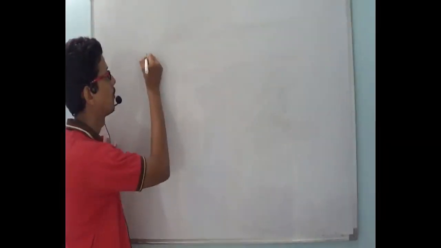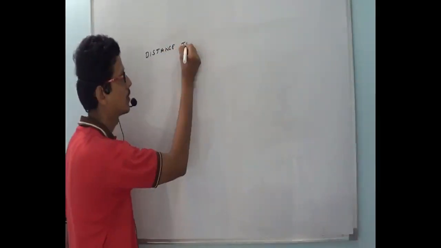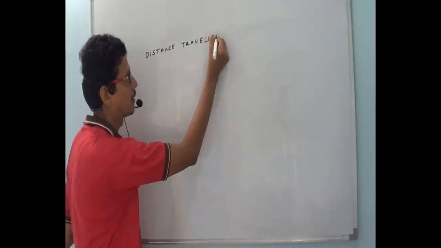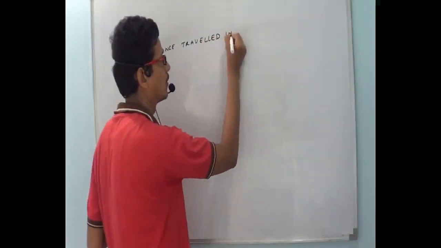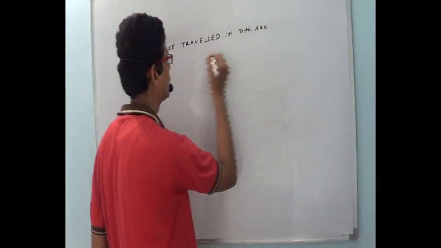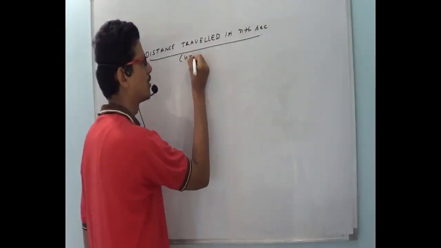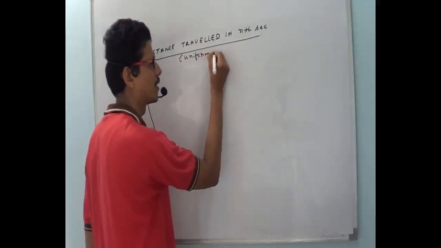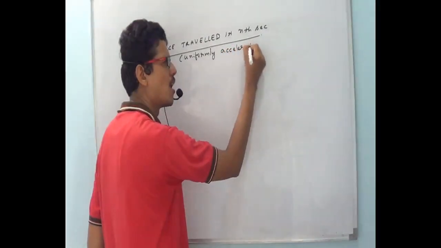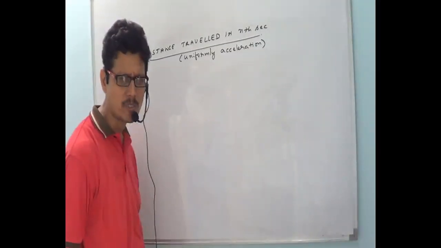Next, we have one more equation which we need to remember. Distance traveled by the body in the nth second, in nth second of uniform acceleration. The body is uniformly accelerated. What is meant by uniform acceleration? There are equal changes in velocities in equal intervals of time.